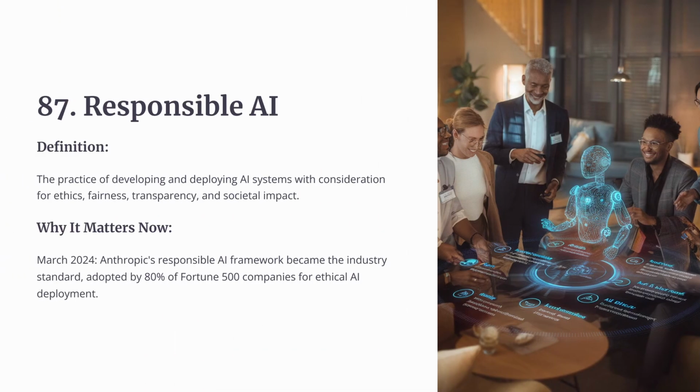Responsible AI is the practice of developing and deploying AI systems with consideration for ethics, fairness, transparency, and societal impact. Think of this as giving AI systems a strong moral compass. Anthropic's framework becoming the industry standard is like establishing a universal code of ethics that most major companies now follow. It's ensuring that as AI becomes more powerful, it remains aligned with human values.